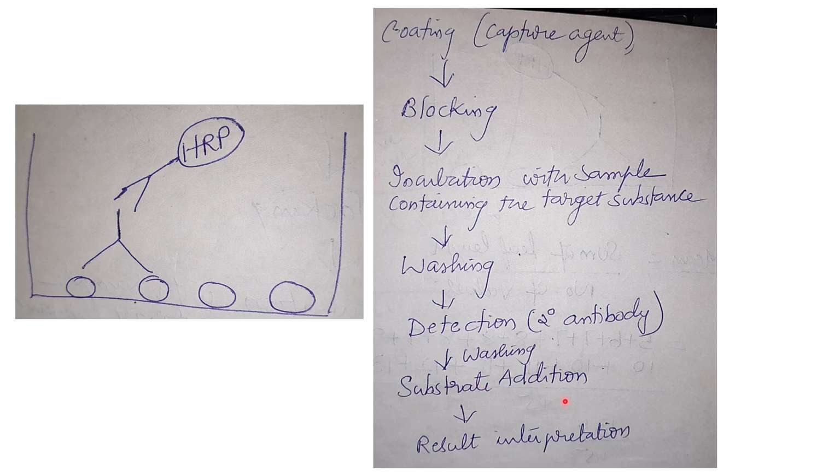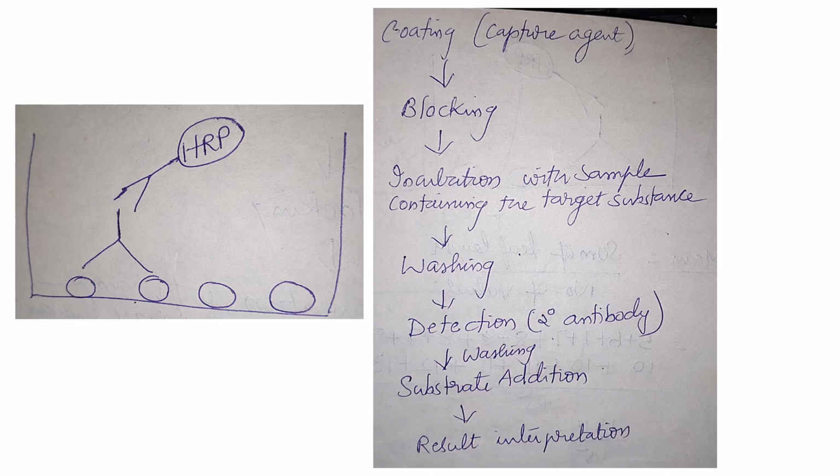Then you add the substrate. The substrate will depend upon what enzyme you have conjugated to your antibody, and the enzyme reacts with the substrate and produces a detectable signal, usually a color. The intensity of this signal can be visualized or measured using a spectrophotometer or any other appropriate instrument available. And the intensity of the signal is directly proportional to the amount of the antibody, or if you want to find out regarding the antigen in the sample.